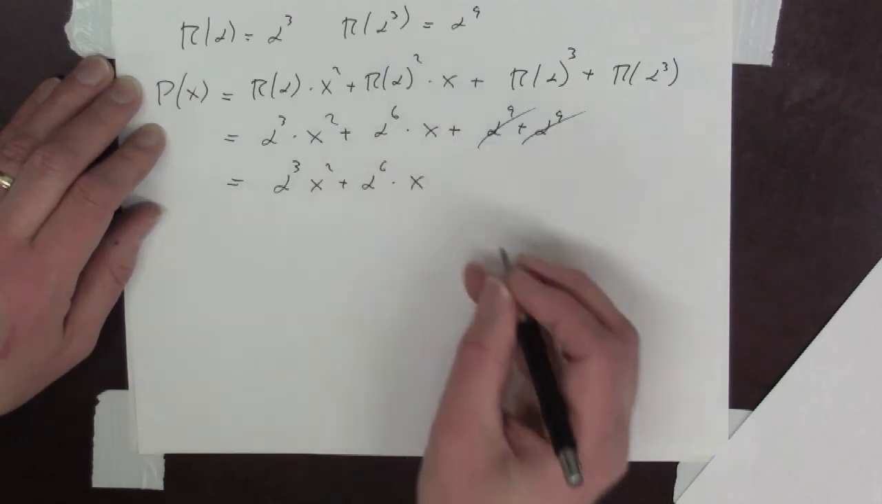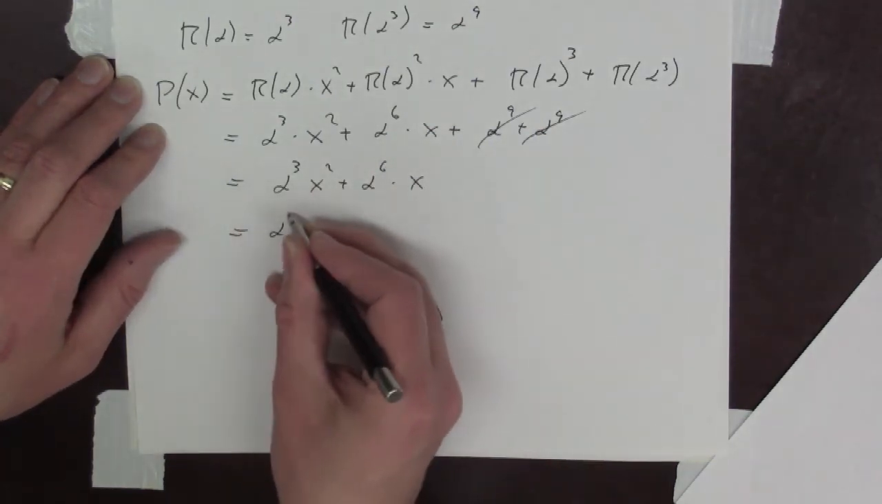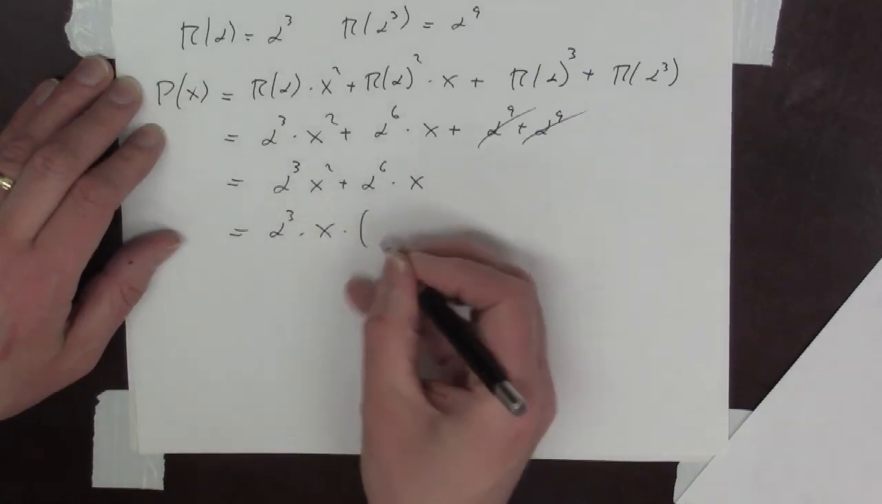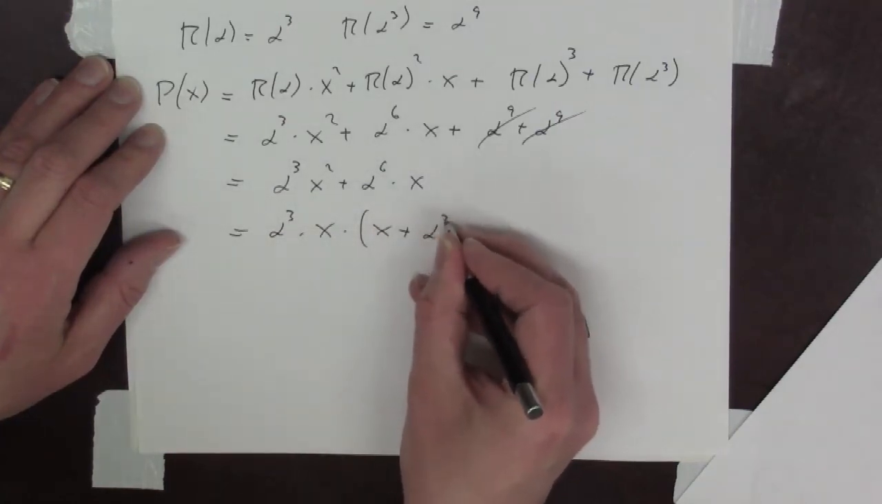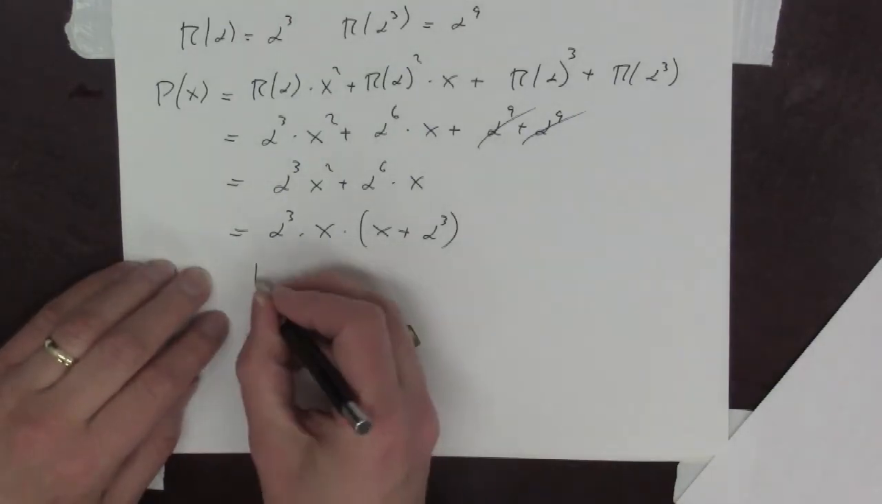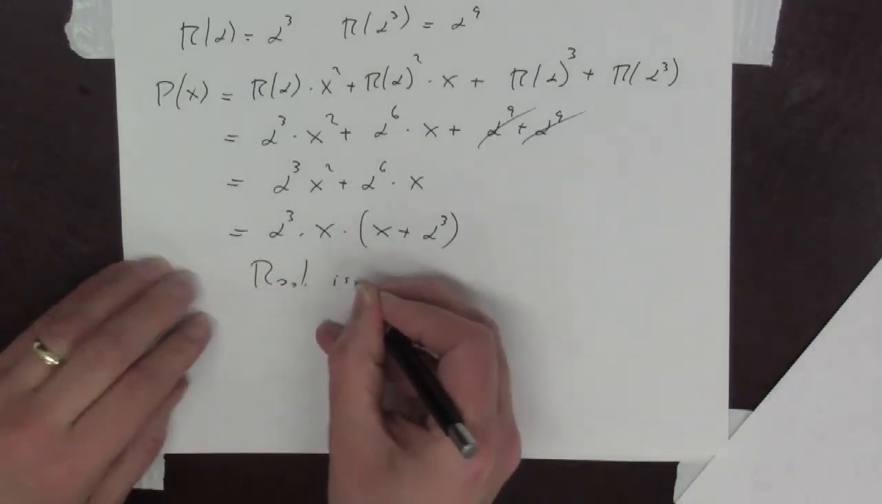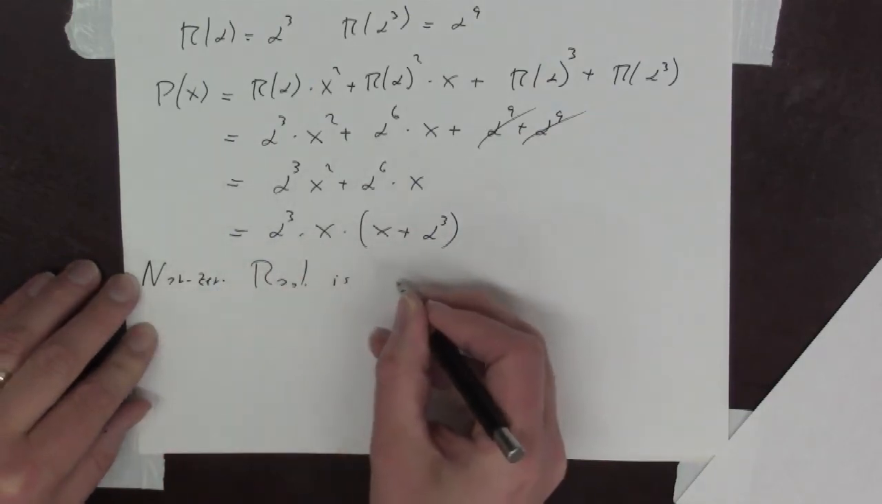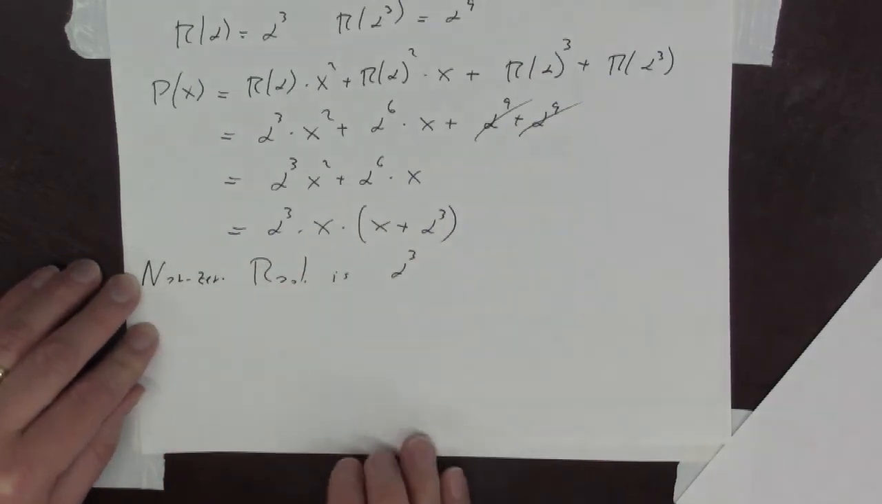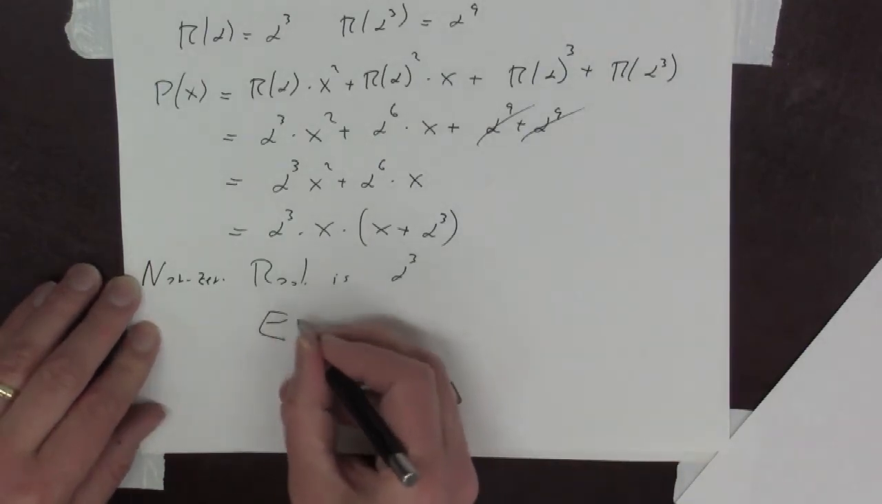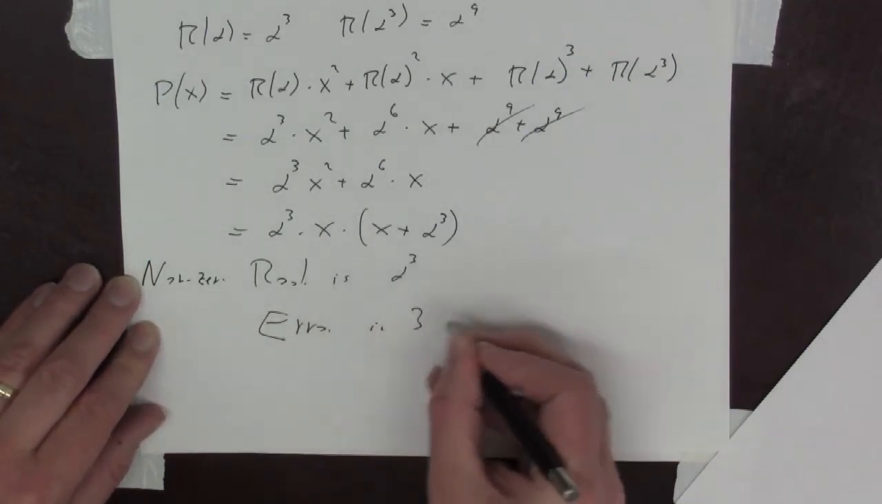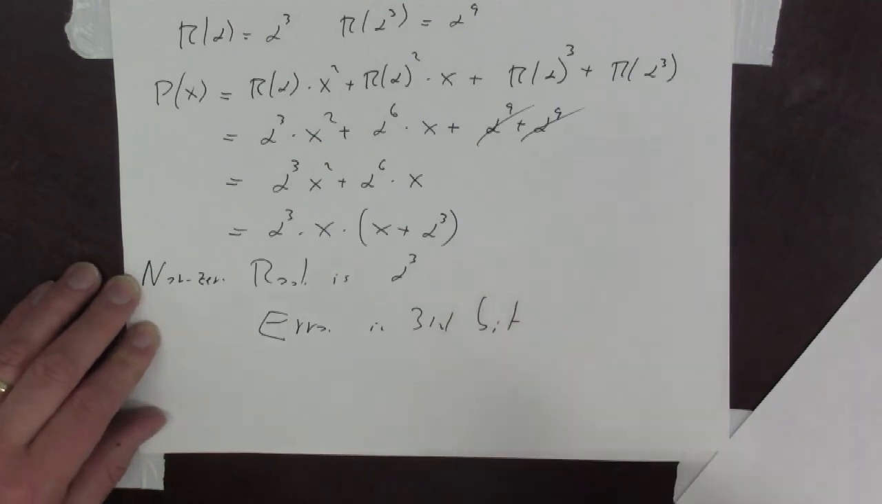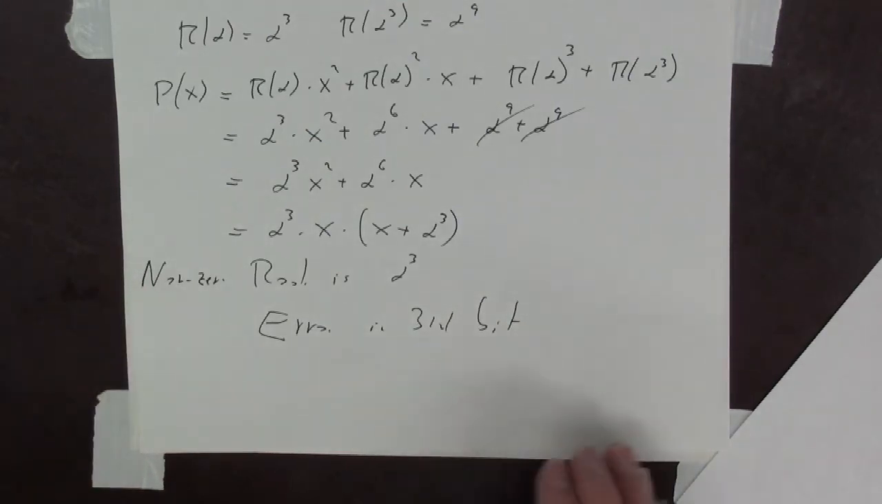So you see there's no constant term, so you can bring out an x, and what's left is x plus alpha cubed. Hooray! So that means the non-zero root is alpha cubed. So error in the third bit.